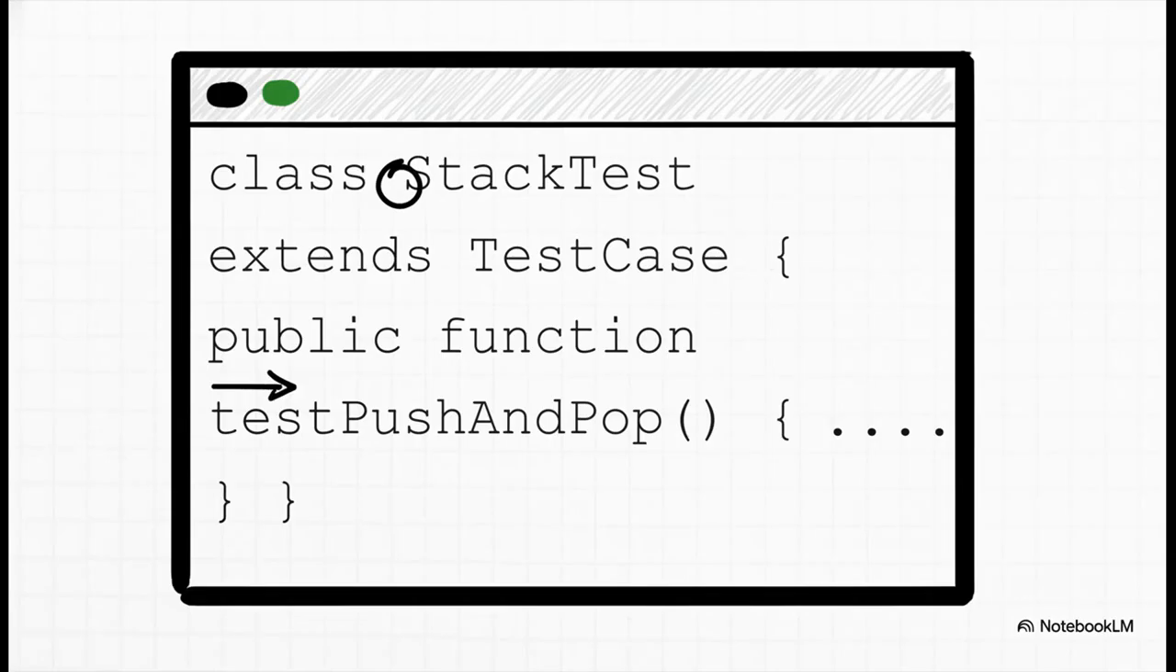Here's a typical test in PHPUnit. It's very structured. You've got a class that extends a test case, and each test is a public method that starts with the word test. It's clear, it's functional, and it gets the job done.